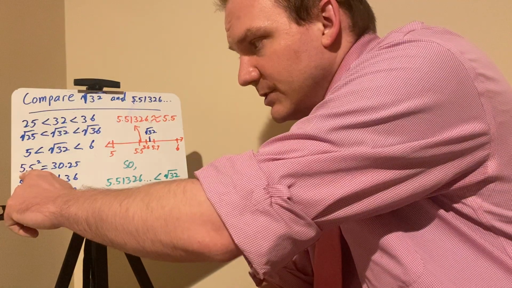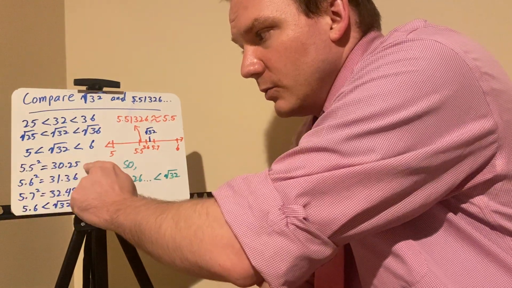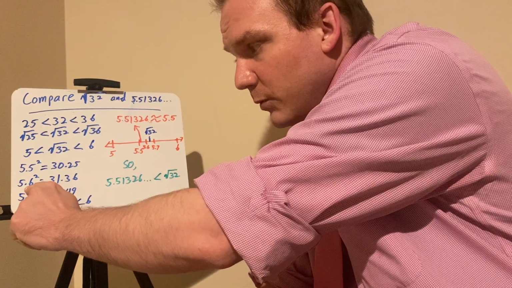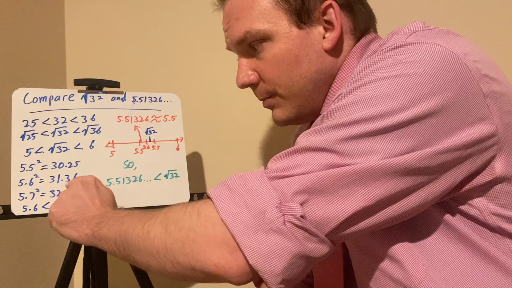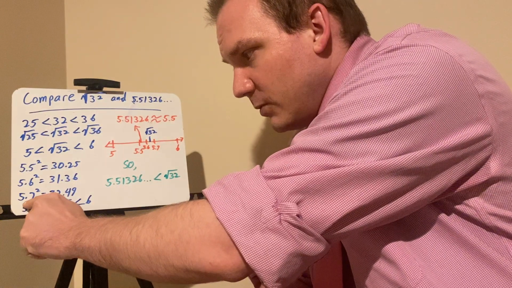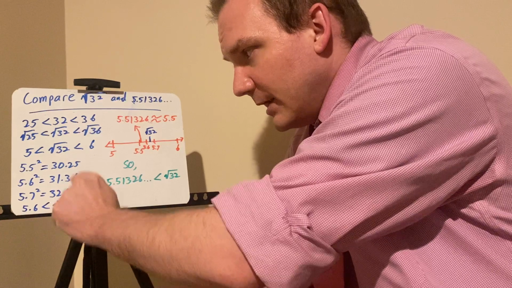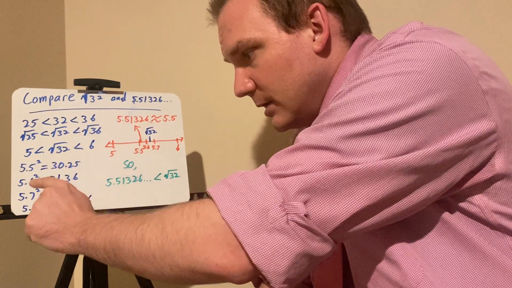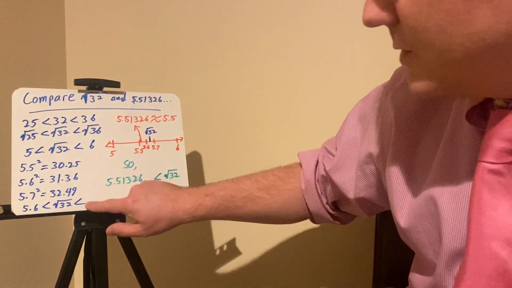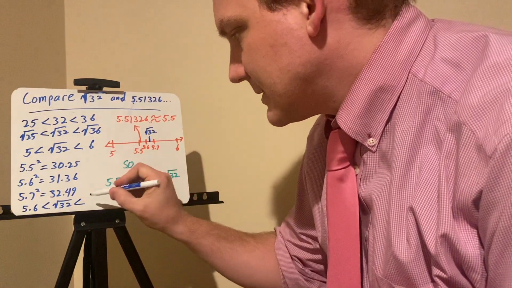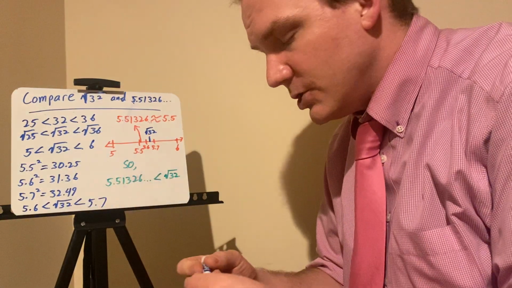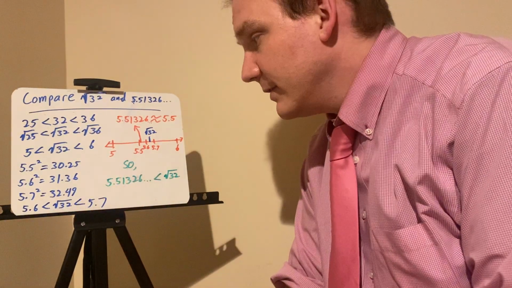So I reasoned that I would start with 5.5 squared, which equals 30.25, still less than 32. So I did 5.6 squared. That's 31.36, still less than 32, so I keep going. 5.7 squared is 32.49, a little bit more than 32. So I know that the square root of 32, oops, I wrote that down wrong, will be between 5.6 and 5.7.